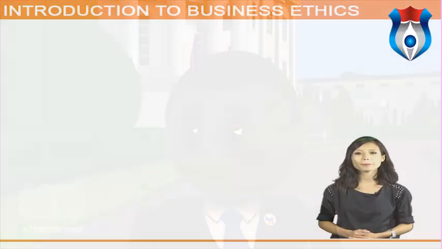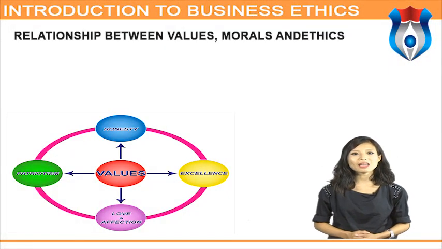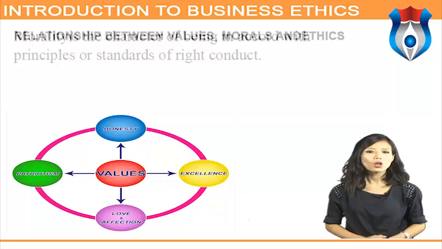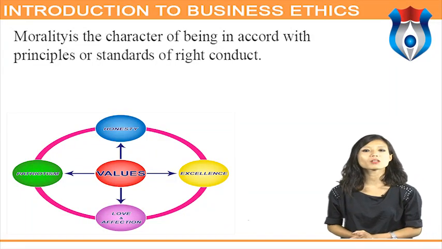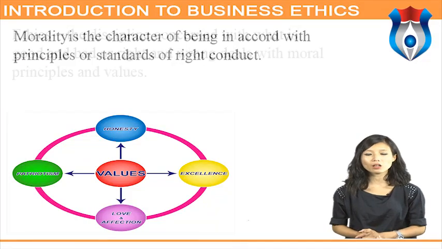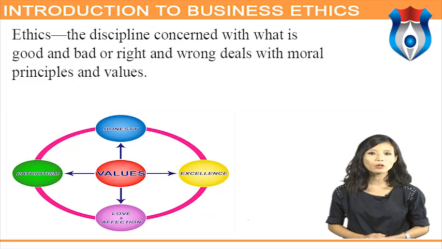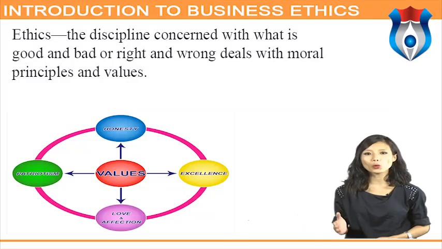An ethical dilemma. Relationship between values, morals, and ethics. Now let's find out how values, morals, and ethics are in connection with each other. Morality, from the Latin moralis meaning habits or custom, is the character of being in accord with principles or standards of right conduct. Ethics, the discipline concerned with what is good and bad or right and wrong, deals with moral principles and values. Morals and ethics are important to all people regardless of their world view.